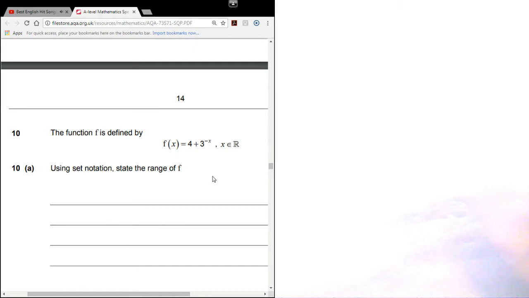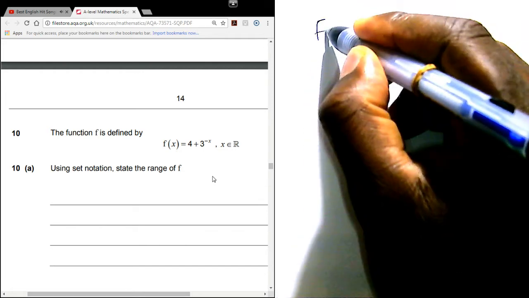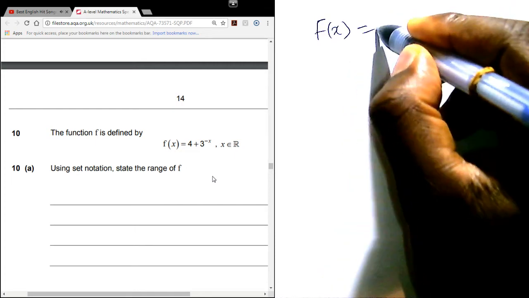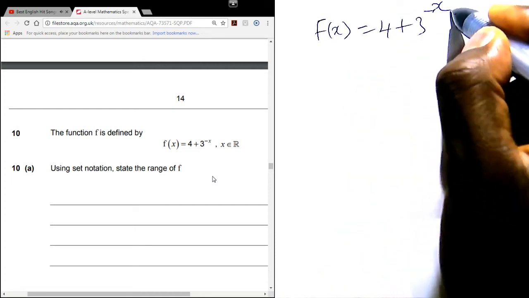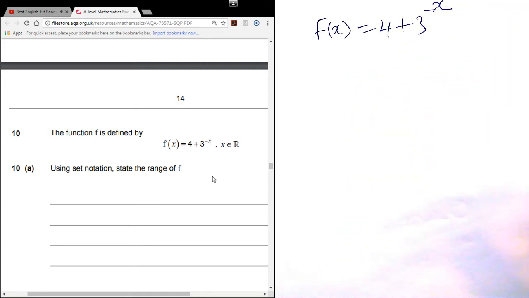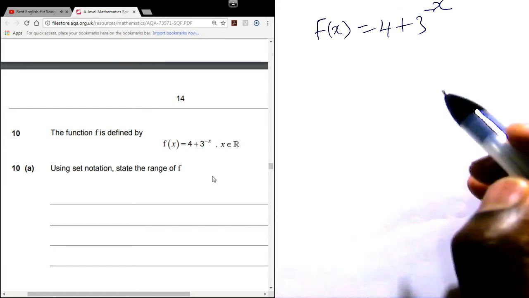So the range of f would be, what are those values of f that we can ever get from this function? The domain will be, what are the values of x that we can actually use as input in this function. So in this question, we're only looking for the range. We've been given f of x to be equal to 4 plus 3 to the negative x, and x is any real number. What are those possible or impossible values?